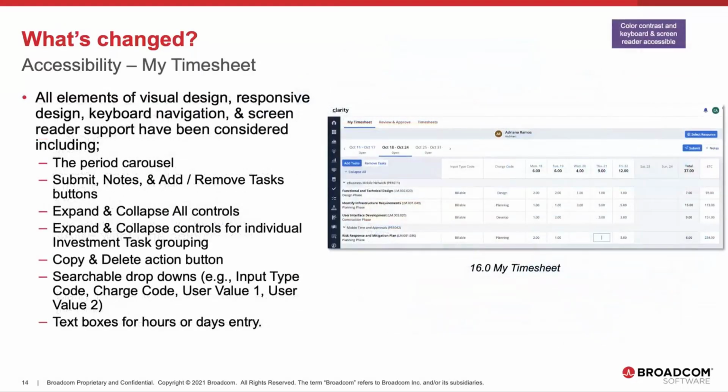My timesheet is accessible. All elements of the visual design, responsive design, keyboard navigation, and screen reader support have been considered, specifically focusing on the period carousel across the top, submit, notes, add and remove task buttons, expand and collapse all controls, the expand and collapse controls for the individual task grouping under an investment, the copy and delete action buttons, which are not typically visible on the screen, and searchable dropdowns for input type code, change code, and user value 1 and 2.